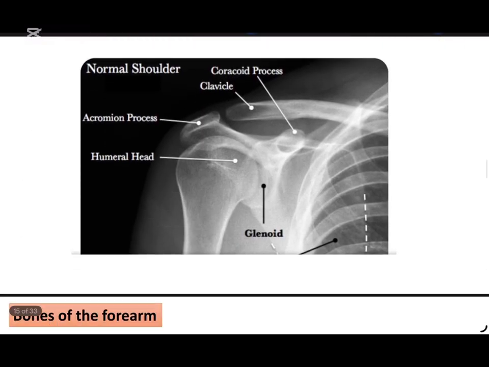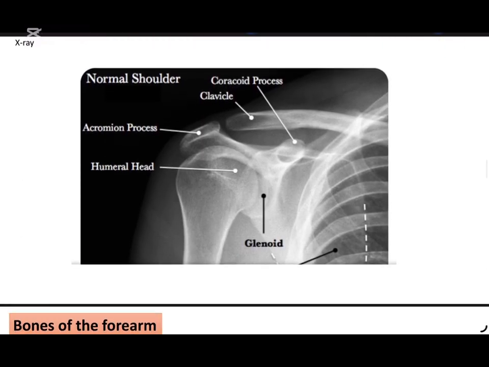Okay, this is an X-ray. Let's see what we can identify here. What do you think this is? Clavicle. What is this end? Acromial end, which articulates with what? So this is the acromion of the scapula.